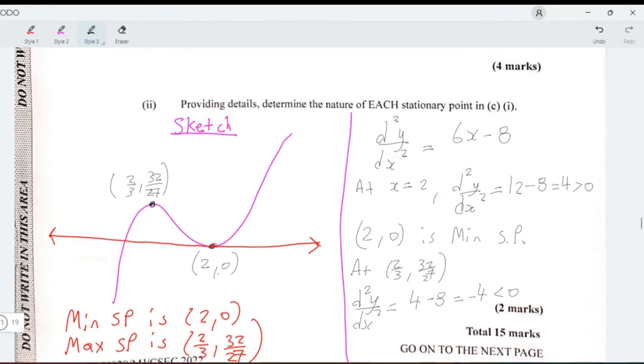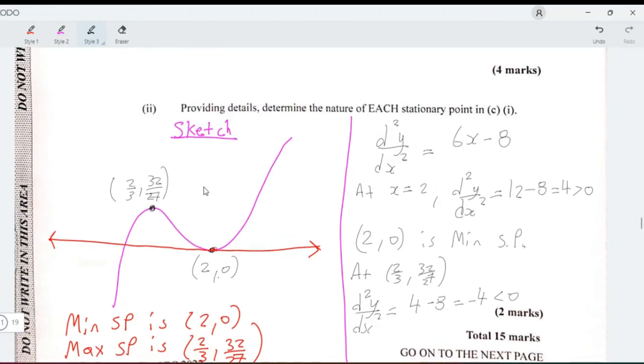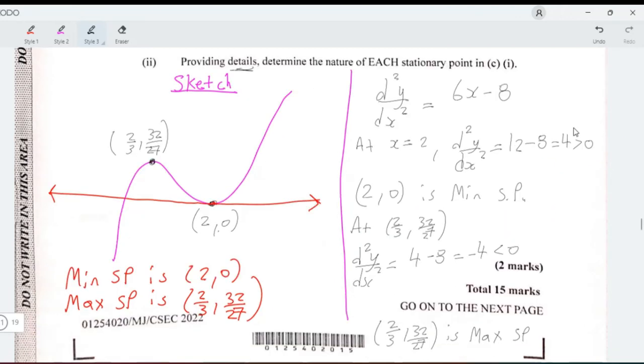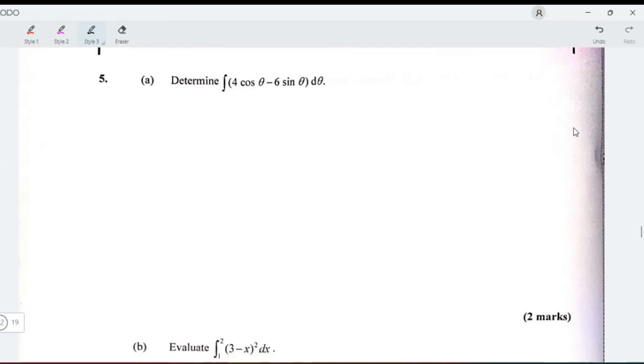So that's the second derivative test, and this is proved by sketching. So any way you do it would be acceptable. That's why I said providing details. It doesn't matter how you do it, the details could be the graph, the details could be the second derivative test. Wow! Question five, integration time.